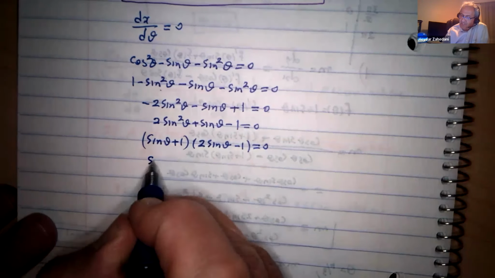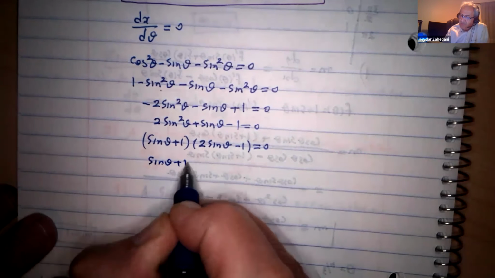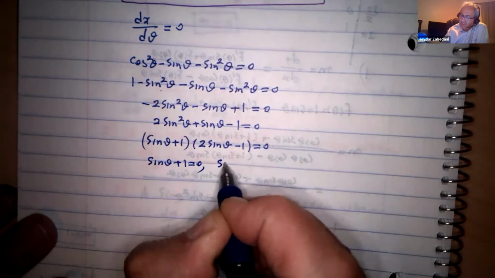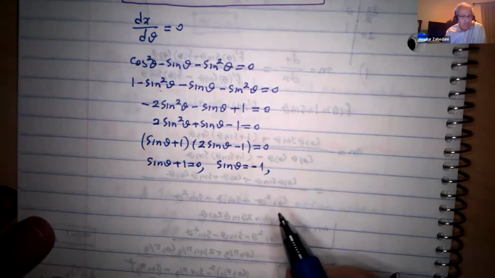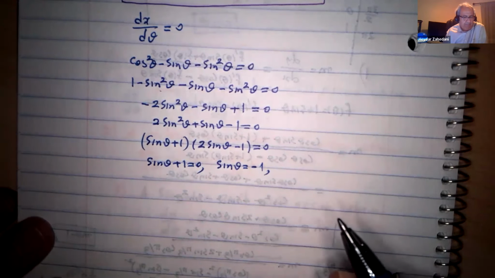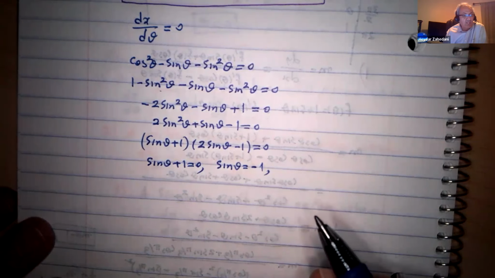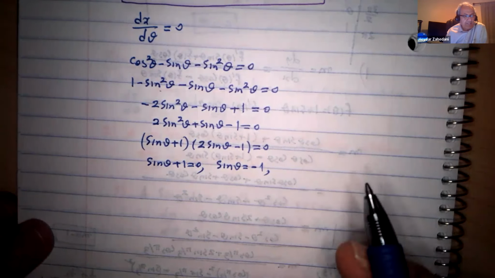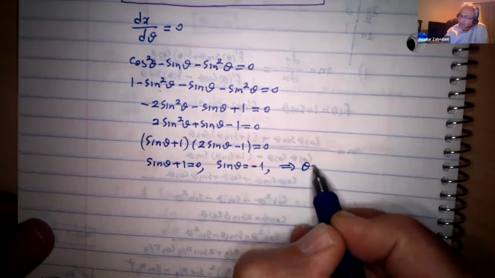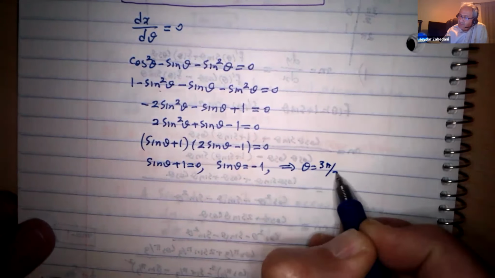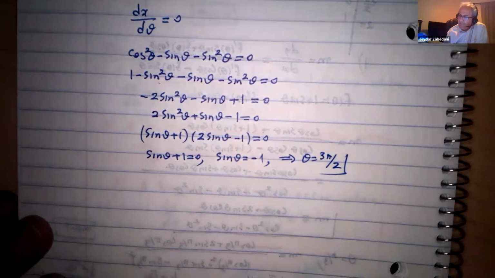So you have sin θ + 1 equal to 0. That gives you sin θ equal to −1. And you know that in this case we have only one solution, and that is going to be θ = 3π/2. You can use the unit circle chart if you like.